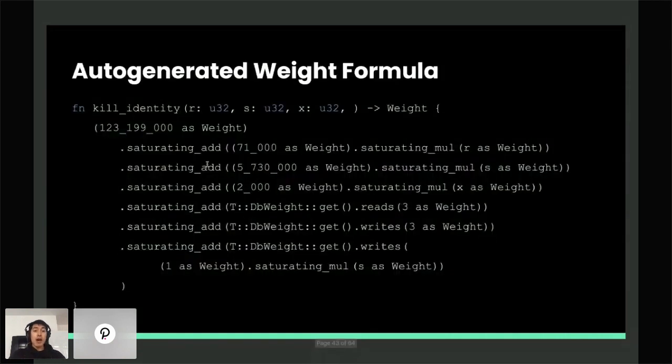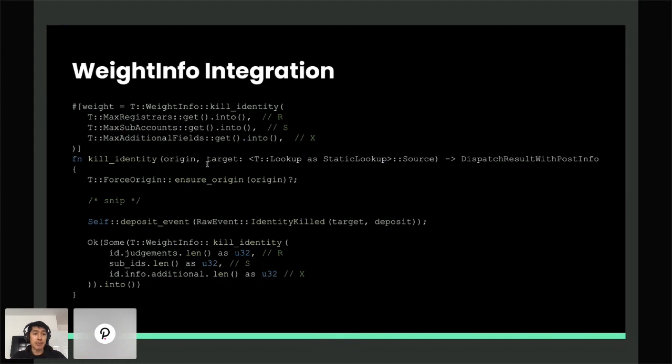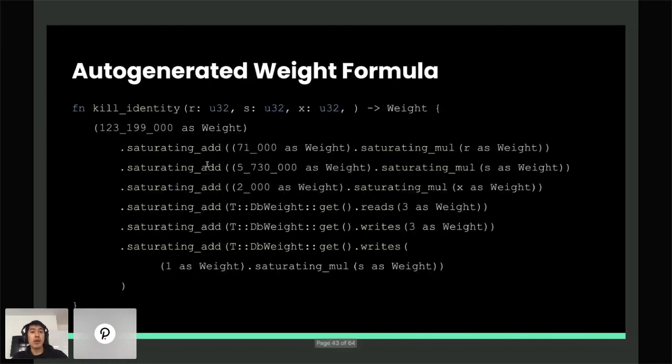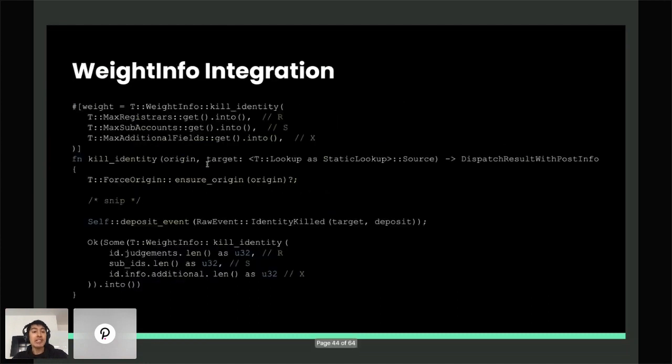Basically, the CLI automatically generates for you this weight formula, which has all of this analysis already baked into it, and you can just copy and paste it into your code. And it just works. The last piece I wanted to talk about is that once we've generated this weight formula, automatically using the benchmark outputs, you integrate it into your extrinsic. And you can do it really simply.